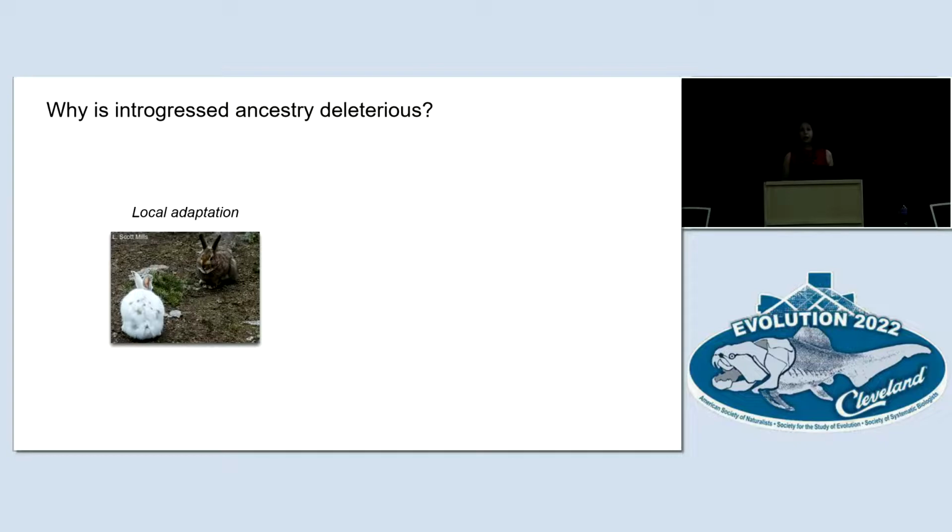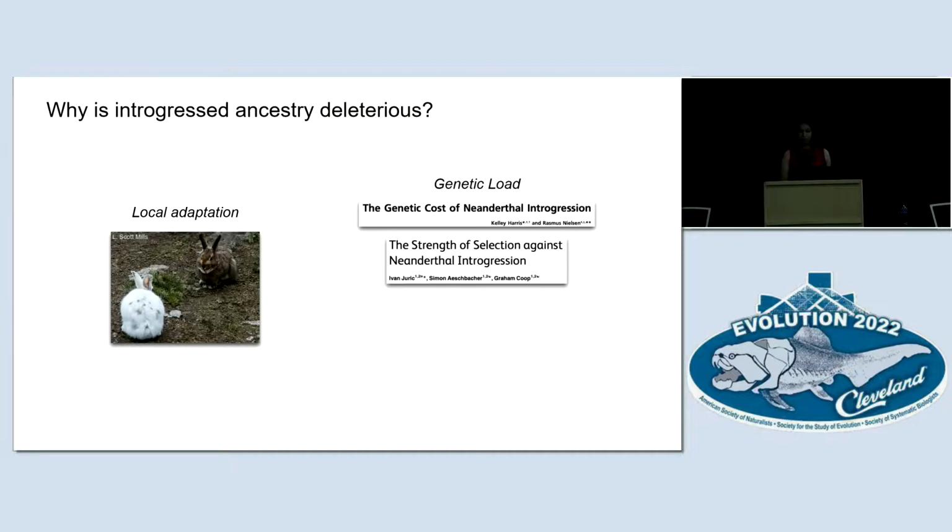One is simply local adaptation. Species 2 genes might be maladaptive to the species 1 environment, and so introgressed DNA from species 2 is selected against in species 1. Another possibility is genetic load, and this is something that's gotten a lot of attention in the context of Neanderthal-human introgression. In this case, species 2, due to various demographic reasons, has accumulated more deleterious mutations than species 1. And so species 2 ancestry is selected against when it introgresses into species 1.